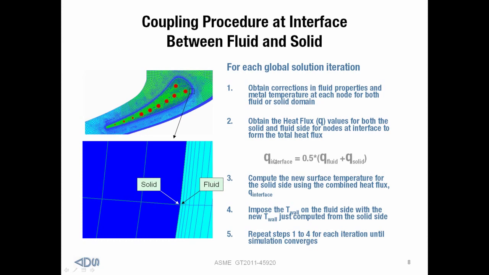Now using that new heat flux at the interface, we then, on the solid side, use that to calculate a new wall temperature. That wall temperature is now imposed as a boundary condition on the fluid side. And we iterate on that. The eventual goal is, since we're running a steady state solution, the temperatures should reach a steady state value, and at some point this Q interface should be the same as both the fluid and solid. They should all be equal, and that's how we know we've reached convergence.